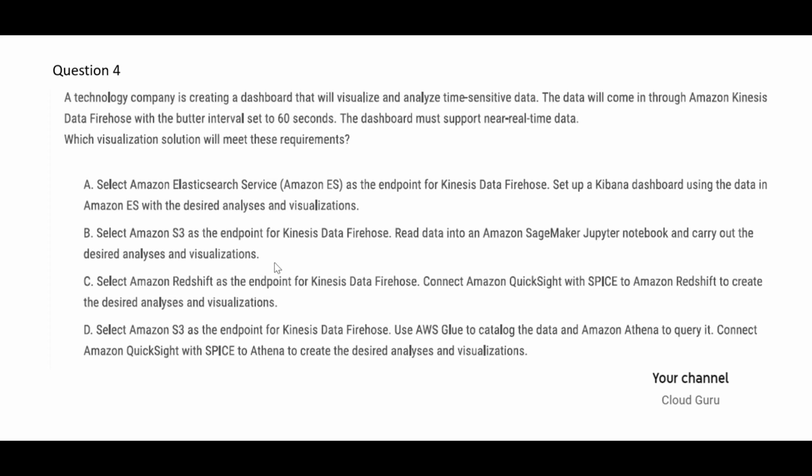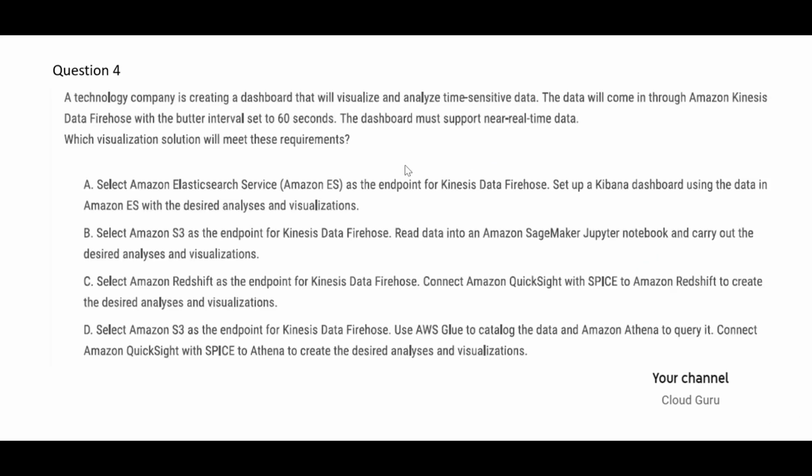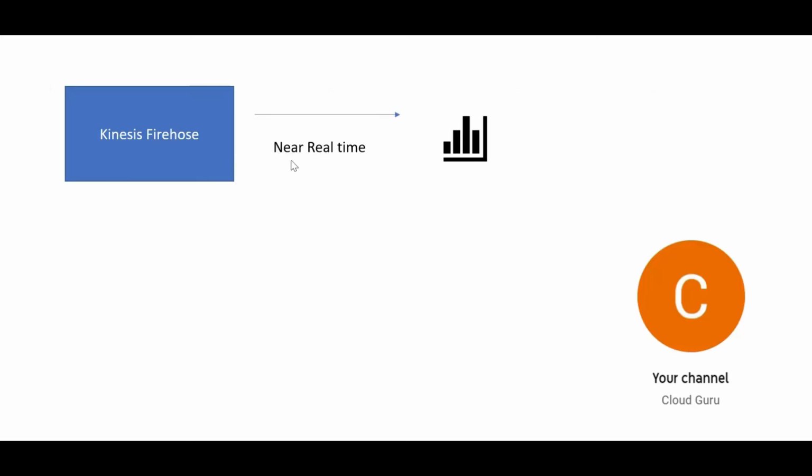So let's look at this question. Let's first understand the story. The story goes this way: you have a Kinesis Firehose, and real-time data is coming out of it, and then you have to do analytics on this. That's why I've put this symbol, and it has to be done in real time. You see, near real time. So this has to be near real time.